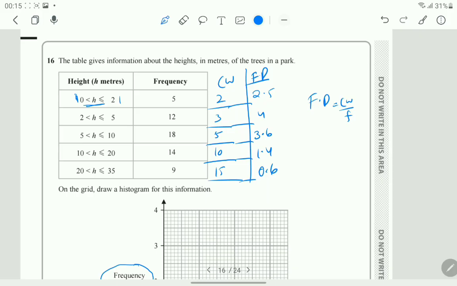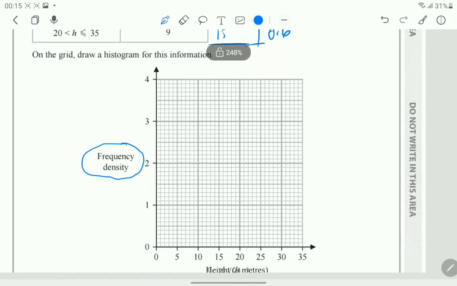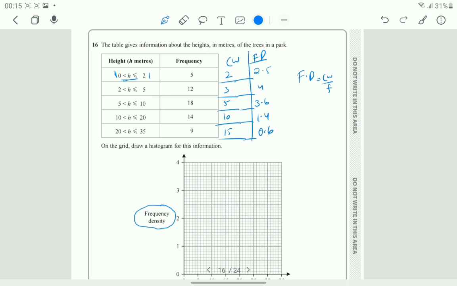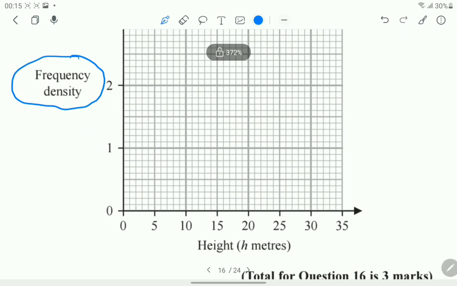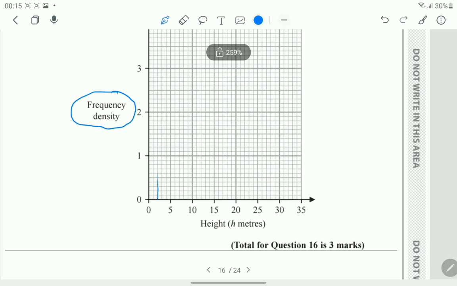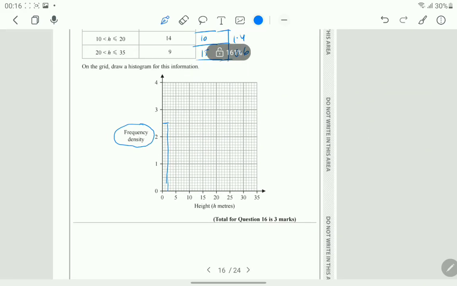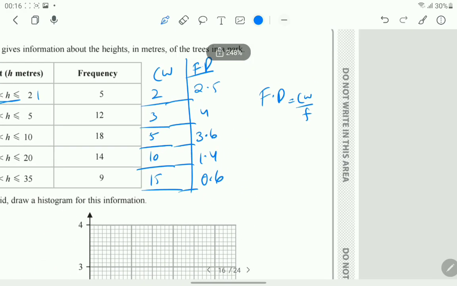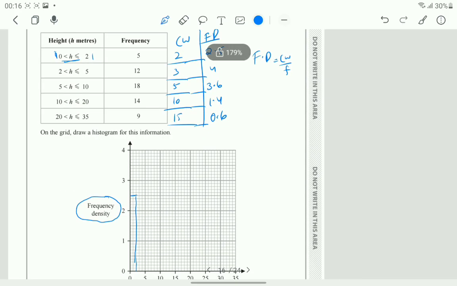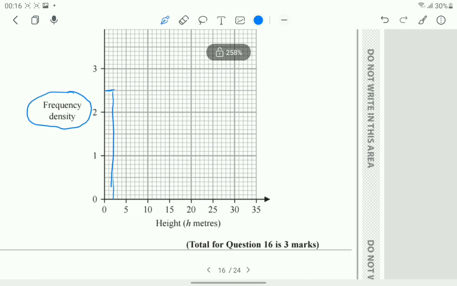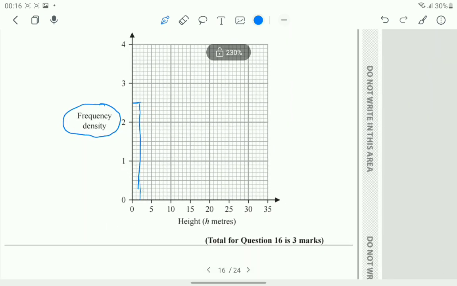Frequency density. So from 0 till 2 we go till 2.5. I do not have a scale with me right now, unfortunately. Go with a scale in your exam, and it cuts off here. So this is what we get, and later we get 4, and from 2 till 5 it's 4. So from 2 till 5 it's maximum.